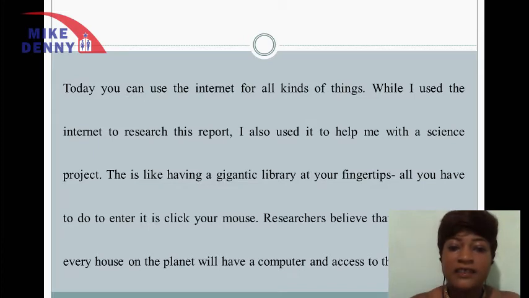The internet is like having a gigantic library at your fingertips. All you have to do is to enter or click your mouse. Researchers believe that in the future, every house on the planet will have a computer and access to the internet.